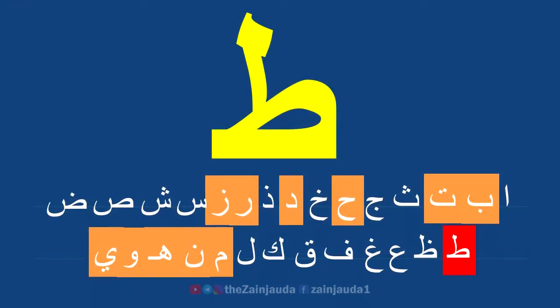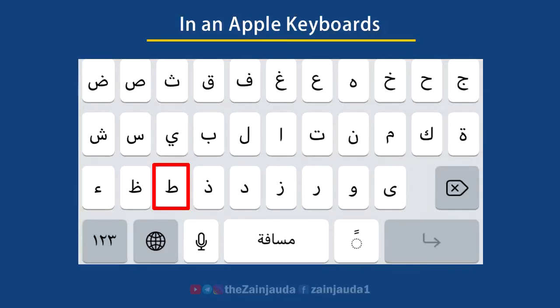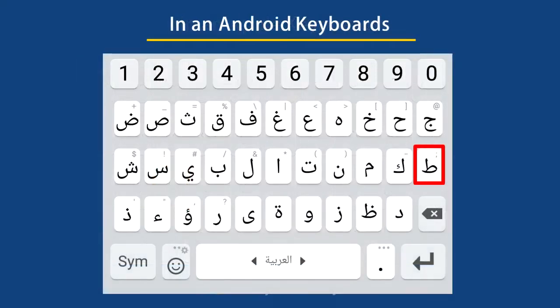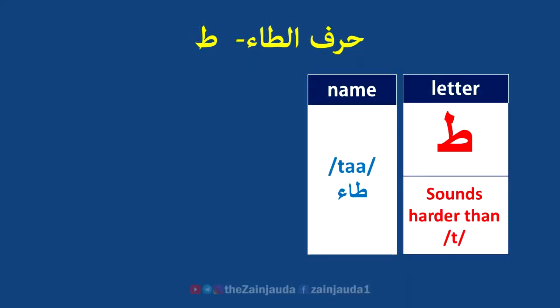Our last letter for today is ta. Ta is the 16th letter in the Arabic alphabet. Ta is found with the quotation mark. In an Apple keypad, it is found in the third row, and in an Android, it is found in the second row. Ta has no equivalent in English pronunciation, so again we need to check its place of articulation in the diagram.